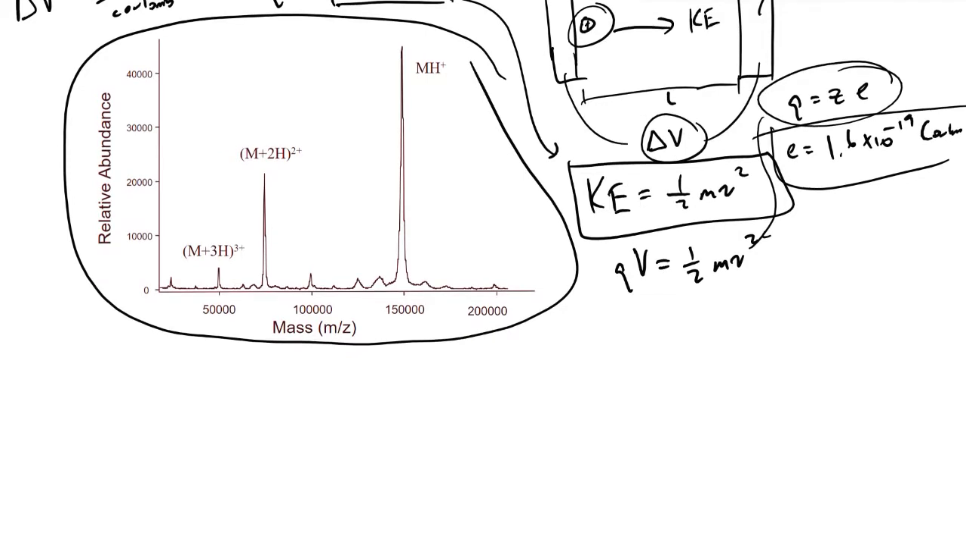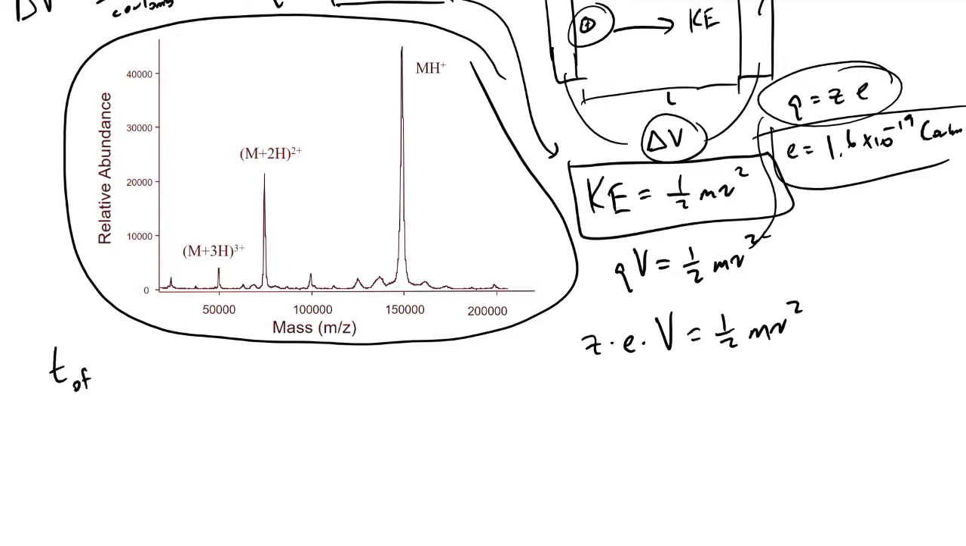When we do that, we now have Z charges times the charge per electron or proton removed times the voltage must be equal to 1/2 mv squared, where m is the mass of the fragment, and that includes the protons that are on that fragment as it's traveling through our mass spectrometer.